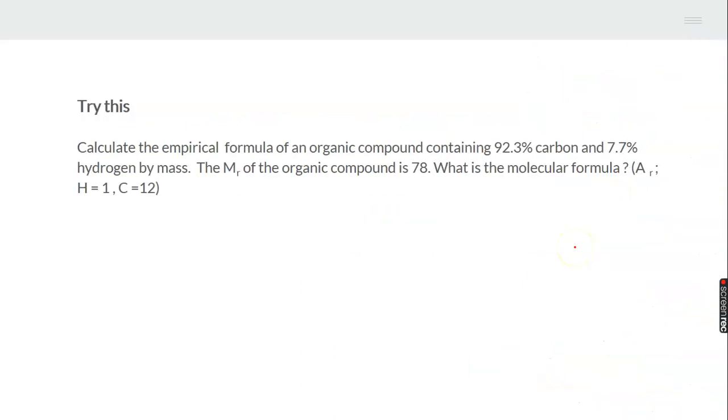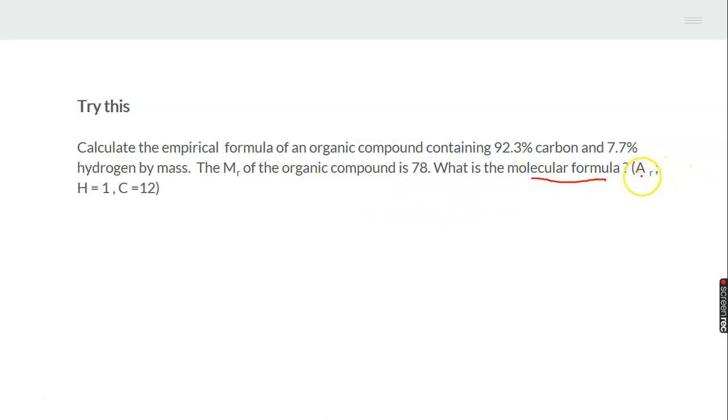So I want you to try this now. Try this for me. Calculate the empirical formula of an organic compound containing 92.3% carbon and 7.7% hydrogen by mass. You are given the relative formula mass of the organic compound to be 78. What is the molecular formula? Relative formula mass is the same thing as relative molecular mass. So you have to now get your molecular formula.